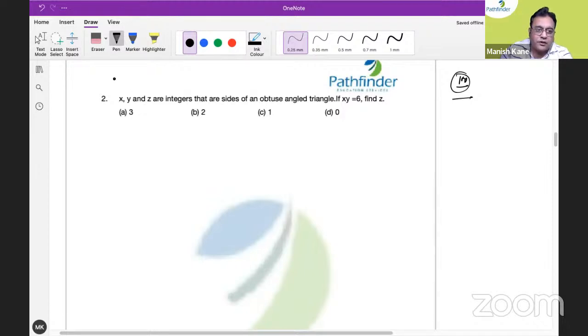So go to this question and solve. X, Y, and Z are integers that are sides of an obtuse angled triangle. If X, Y is equal to 6, find the value of Z. You are required to find the value of Z.